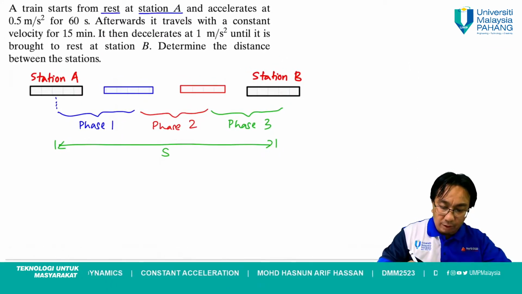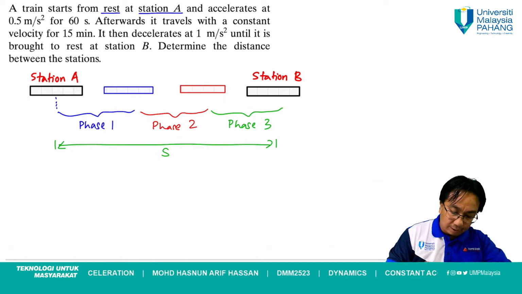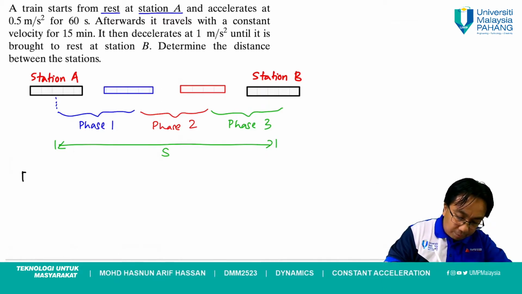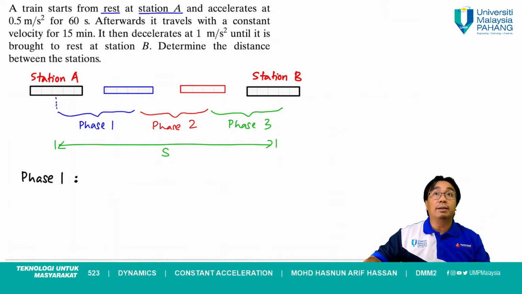Let's start with phase 1. Okay, kita buat fasa by fasa. Okay, phase 1. Apa information yang kita tahu in phase 1? What is the velocity?